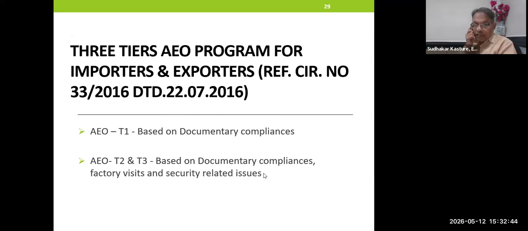So, as per Circular 33/2016, please remember Tier 1 (T1) is granted to you based on documentary compliances. So, if your application is properly drafted, properly supported by documents, you will get it. For AEO Tier 2 and Tier 3, it is based on documentary compliances, factory visits, and security related issues. Because these are higher recognition, this is something which has to be taken into account.